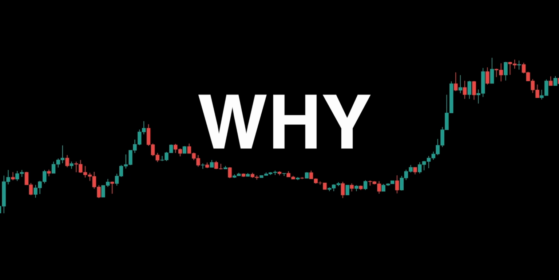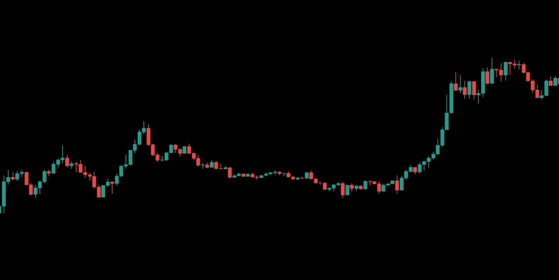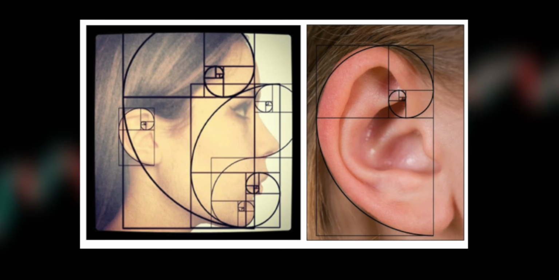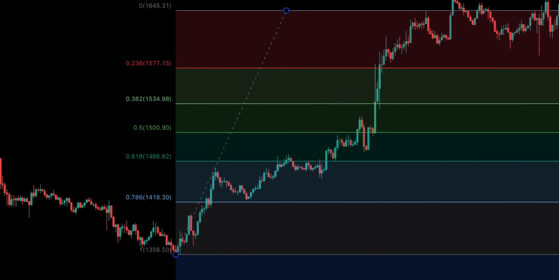You might be asking why these numbers are so important. And the answer is this: these numbers appear in various aspects of the universe. They are found in architecture, nature, and even facial features. One of the remarkable characteristics of this numerical sequence is that each number is approximately 1.618 times greater than the preceding number. This common relationship between every number in the series is the foundation of the ratios used by technical traders to determine retracement levels. The 1.618 ratio is often called the golden ratio.